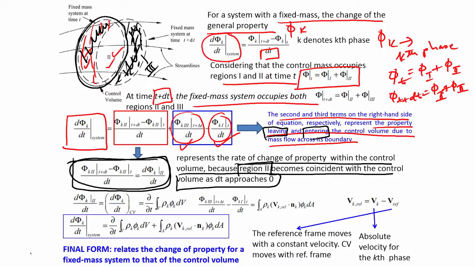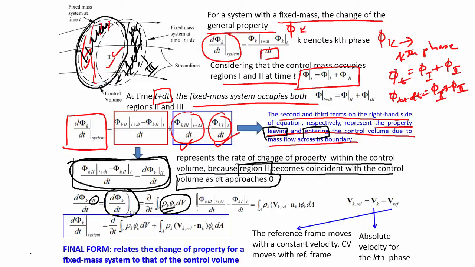Okay. So, now since we have established these two, if you look at the individual terms, the rate of change of this property in region 2, say for example, is given by the rate of change of that property within the control volume. That is why we have written it as the integral of rho k phi k dV, that means whatever is the volume, it is integrated over the volume. So, it is the rate of change of that property within the volume, right.